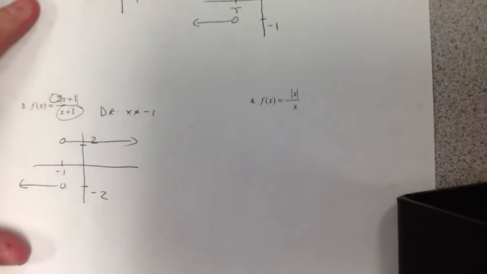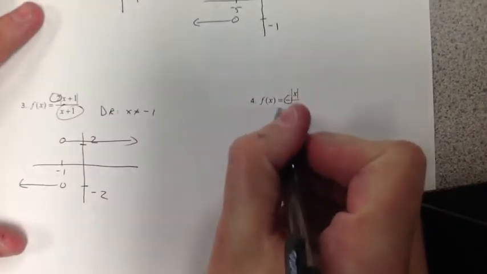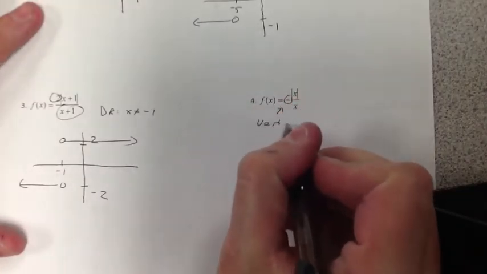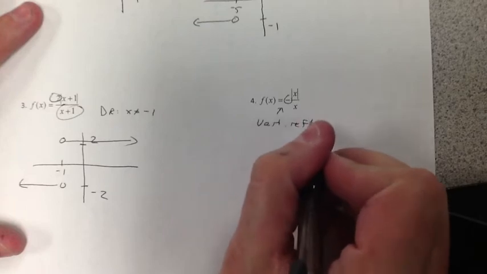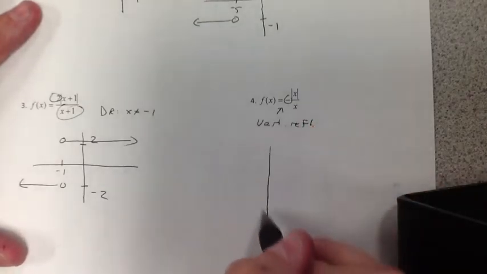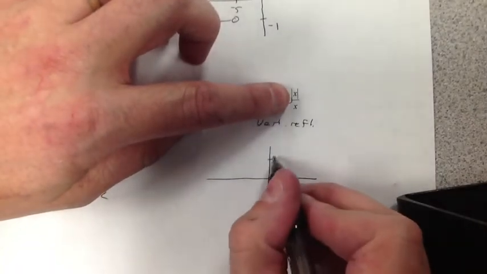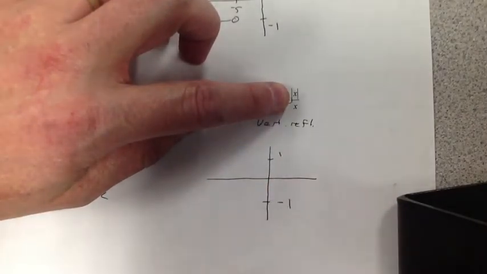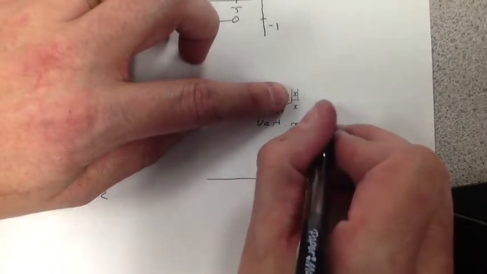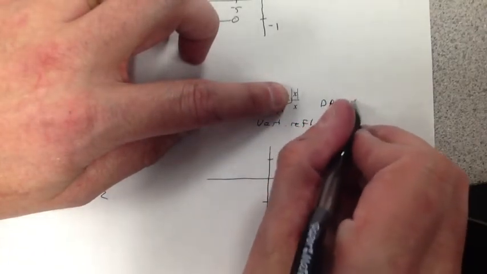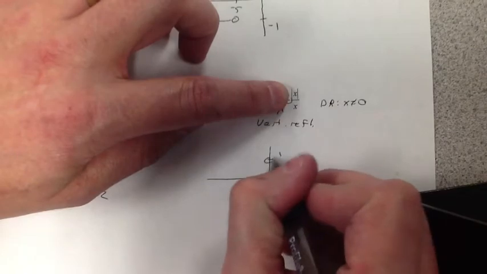Try number 4. It's a negative. This is like our vertical reflection. That's going to flip it. So if you ignore the negative, same thing. It's either going to be plus or minus 1. So either positive 1 or negative 1. Our domain restriction, just like the first one we did, x cannot be 0 here. So we have our holes here.